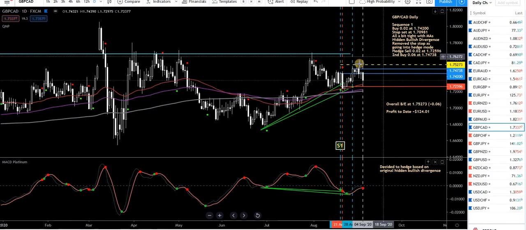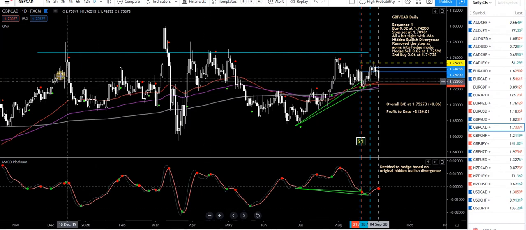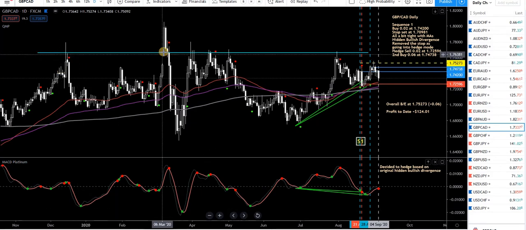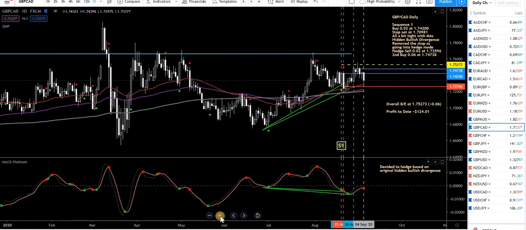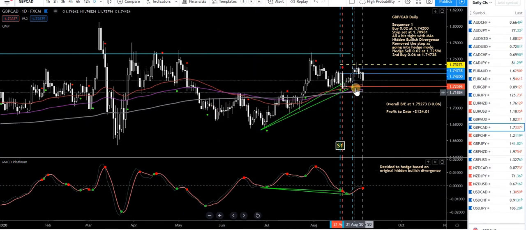You can see this line here. It's just a level that interests me. Let's have a look, see if it goes back there. It's just that price has gone up to it a couple of times and bounced off it. Right, so we're just sitting tight at the moment on the pound CAD.